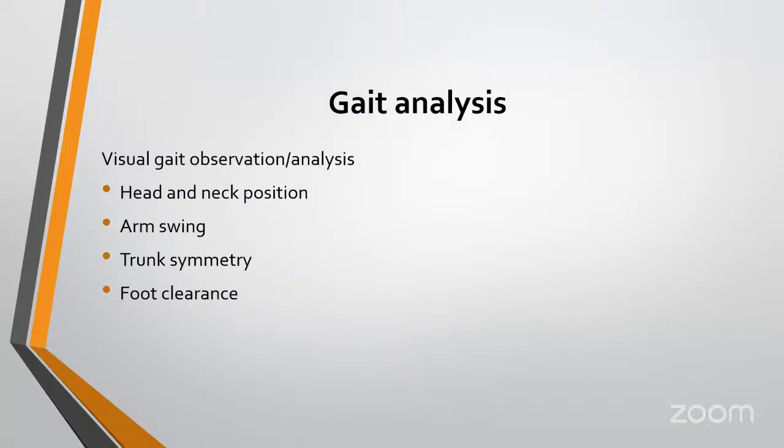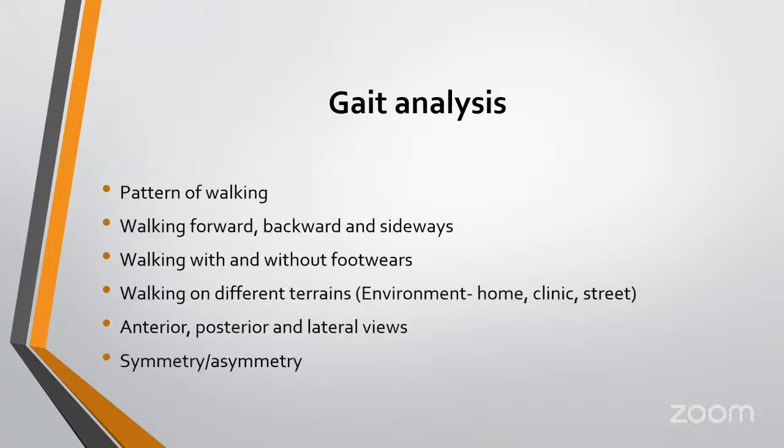Okay, you are assessing gait. You need to look at the head position, the neck position, the arm swing, the trunk symmetry, the shoulder symmetry, and the foot clearance. You don't just ask the patient to walk and come back. You ask the patient to walk forward, backward, and sideways, and you see how the patient is responding.